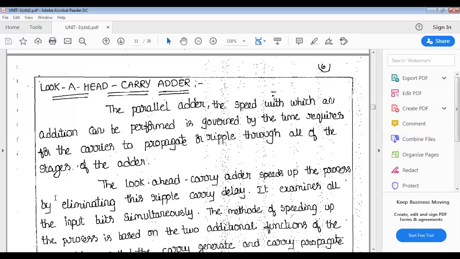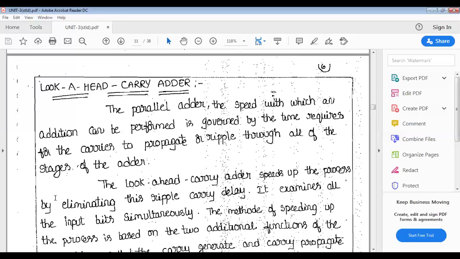Here the second full adder is not waiting for the first full adder output carry, and the third full adder is not waiting for the second full adder output carry. All the full adders directly depend on the input carry Cin only. So how can we express C1, C2, C3 and C4 in terms of Cin? Let us see in the look ahead carry generator.